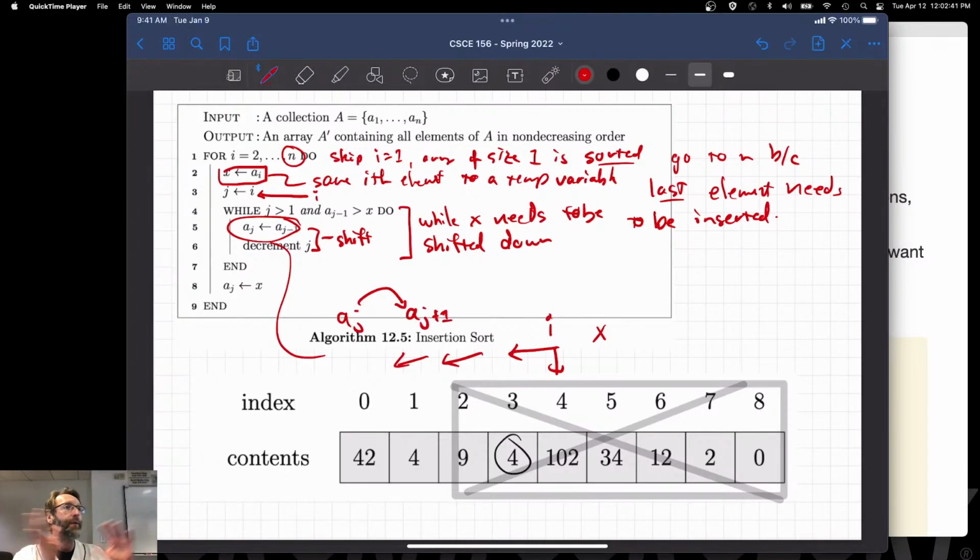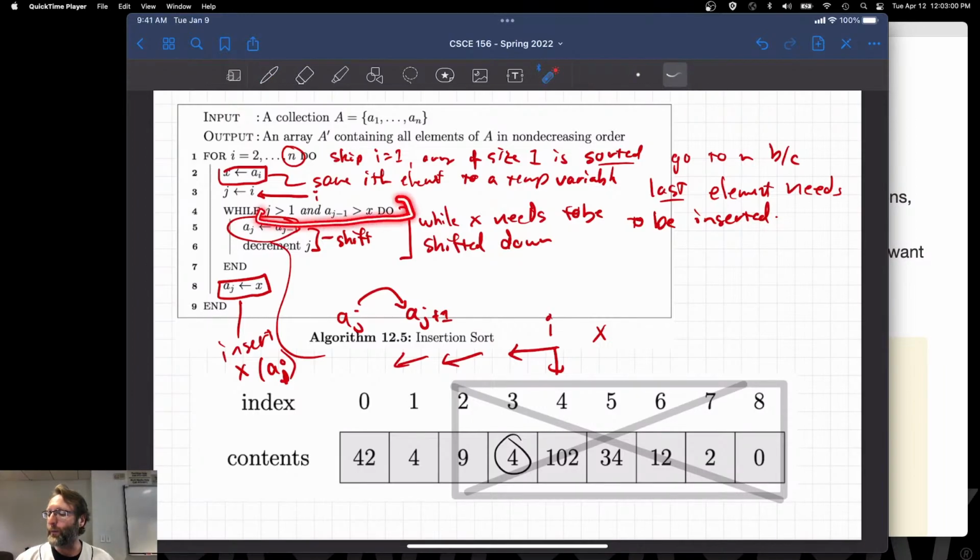It's shifting stuff over to make room for x in the end. Right? And what do we do at the end? We insert x, in other words, a sub j, or a sub i, excuse me, where it needs to be. Okay? Now take a look at what we're doing with the while loop here.